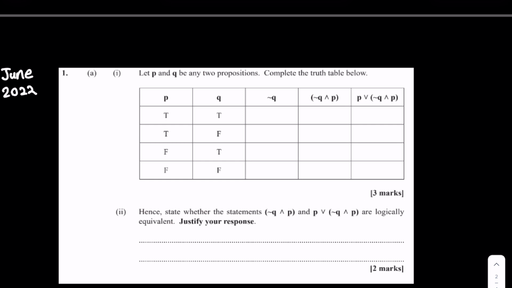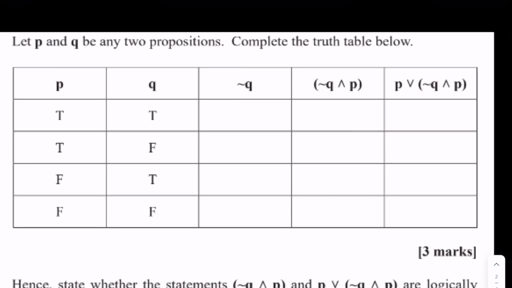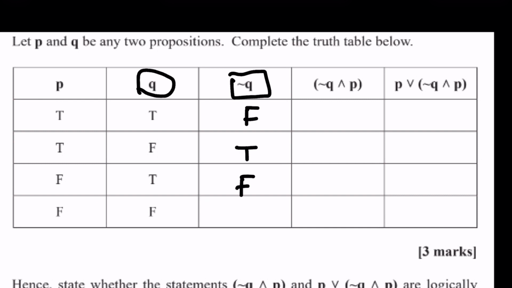Seems easy enough. They give us P and Q, and they want us to negate Q in this first section. So if we see Q's here, we just want to find the opposite of whatever Q is. In the first row we have true, so it's going to be false, true, false, true. We're literally just picking the opposite of whatever is in this row, because they're asking us for the negation of Q.